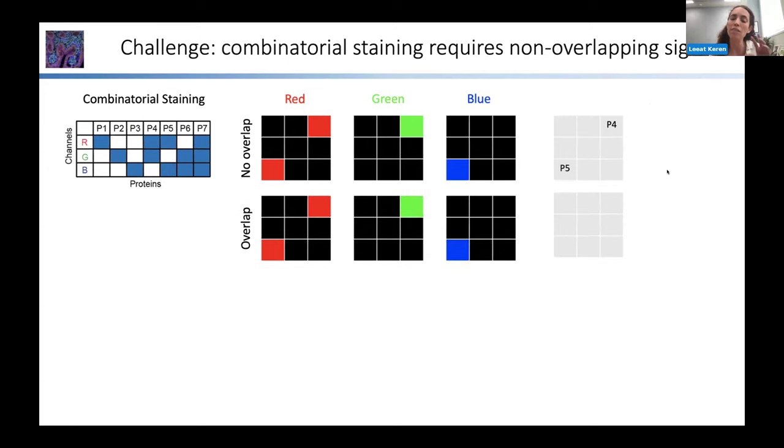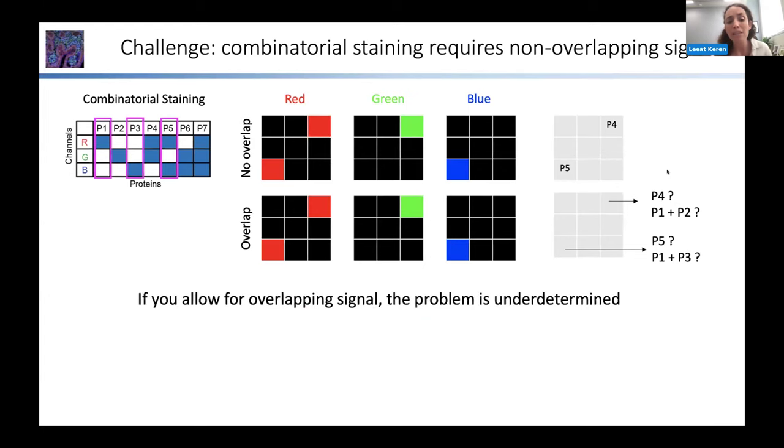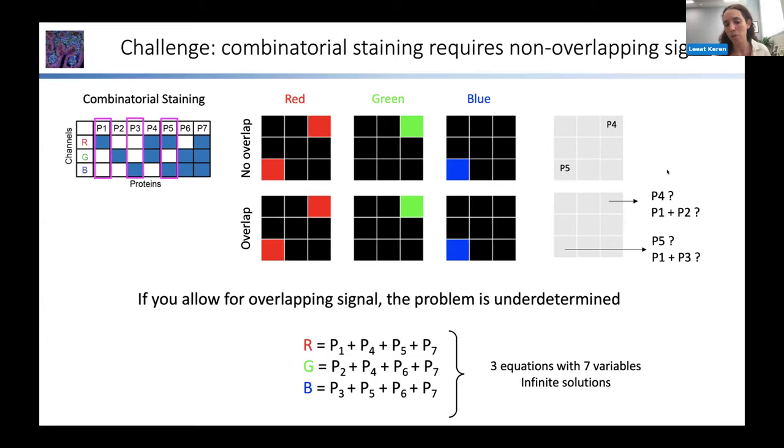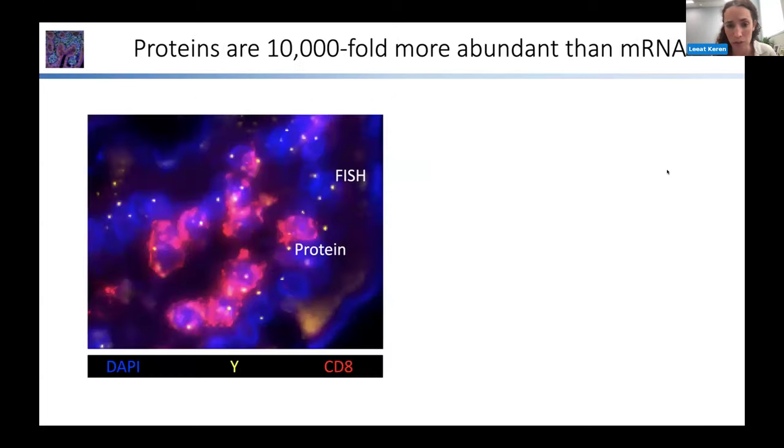However, if we now have the exact same image, but we do allow for overlap of proteins, we face a problem because this top right pixel now can be protein 4, but it could also be a combination of proteins 1 and 2. It could also be a combination of proteins 1 and 4, 1, 2, and 4, etc. And similarly for this bottom pixel. So basically, if you allow for overlapping signal, the problem is underdetermined. And for the more mathematically inclined people in the crowd, it's very simple high school algebra. What we're trying to do here is solve three equations with 7 variables. And of course, this has an infinite number of solutions.